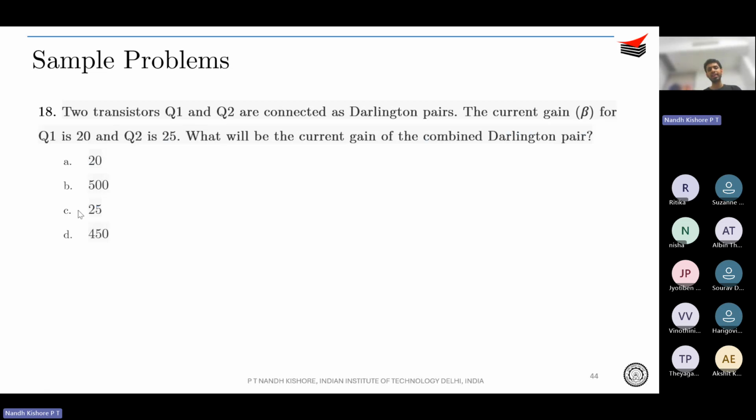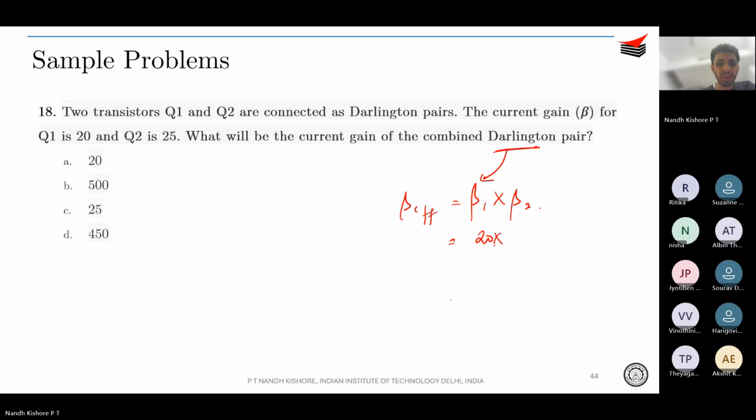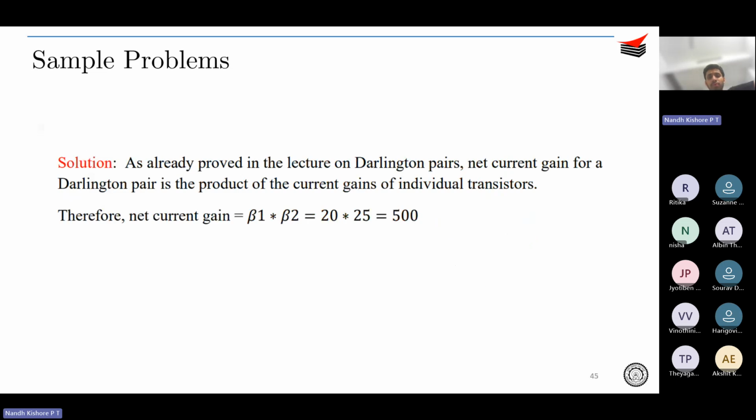Two transistors are connected as a Darlington pair. Current gain for Q1 is 20, Q2 is 25. What will be the current gain of the combined Darlington pair? I presume that you guys have gone through the lecture slides. What happens in a Darlington pair is that beta effective is going to get multiplied, right? So you get 20 into 25 and you're going to get 500 as the effective value. Okay. So this is what happens in a Darlington pair.